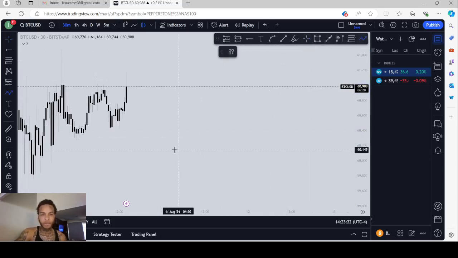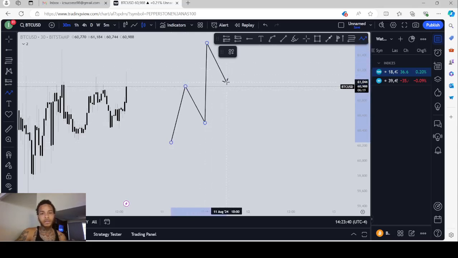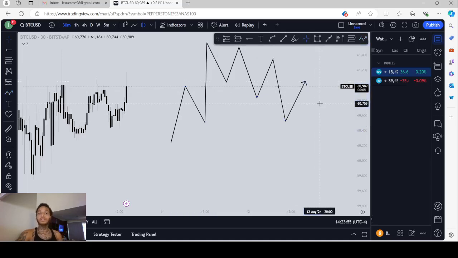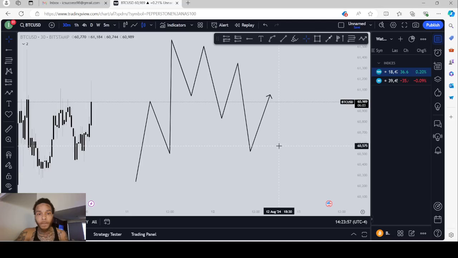Okay, so you have a low, you have a high, you have a higher low, you have a higher high, you have a higher low, you have a higher high. Now you got a lower high, and you got a lower low, and you got a lower high, and you got a lower low, and you got a lower high. I'm showing y'all like this just to simplify it right quick.